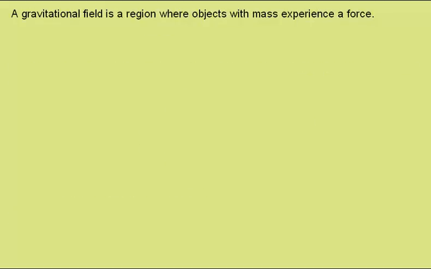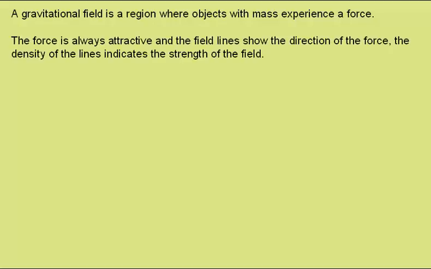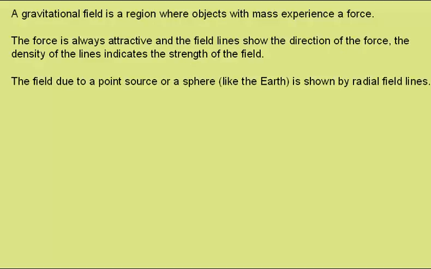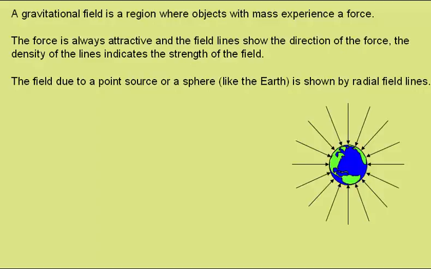A gravitational field is a region where objects with mass experience a force. The force is always attractive, and the field lines show the direction of the force. The density of the lines, as with the magnets, indicates the strength of the field. The field due to a point source, or due to a sphere, like that of the Earth, is shown by radial field lines. So the Earth would have a gravitational field represented something like this.